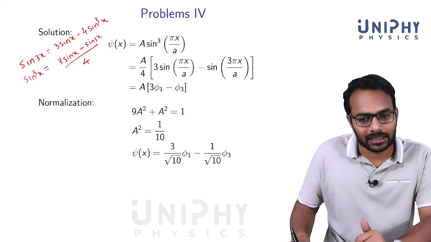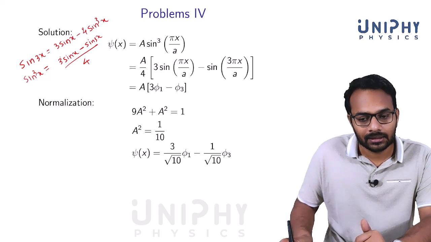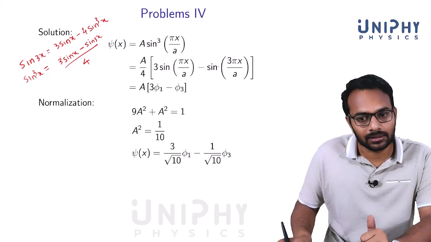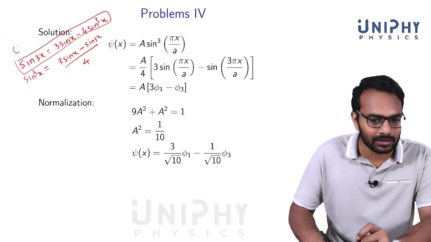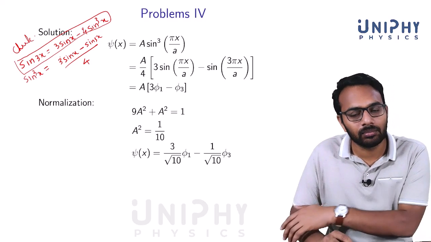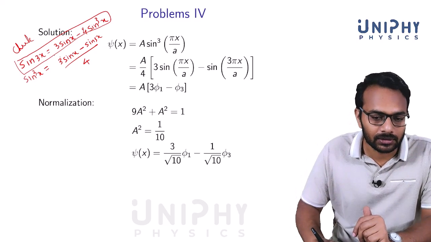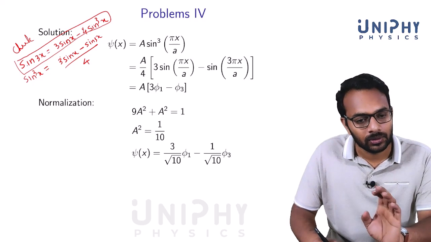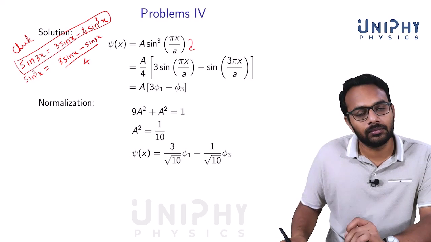That's exactly what we have done here. This divided by 4 I have taken outside, so it's 3 sine x minus sine 3x. So we have made use of this trigonometric identity. Please check this. I'm just writing it down from memory. Don't take me at face value. Just check if this is correct. And using that, we can write this in this form.